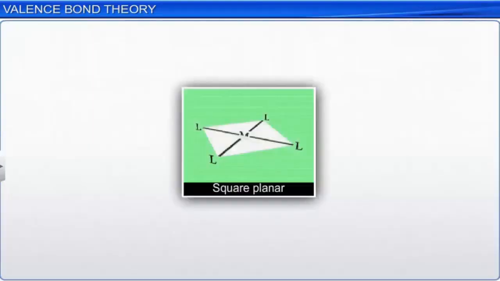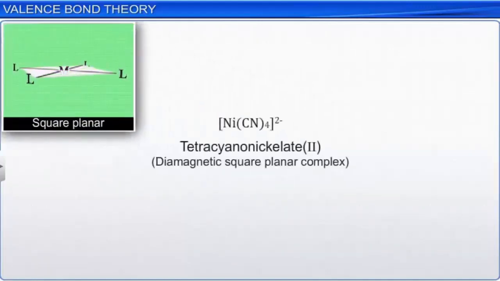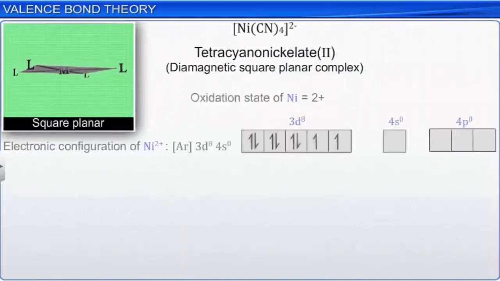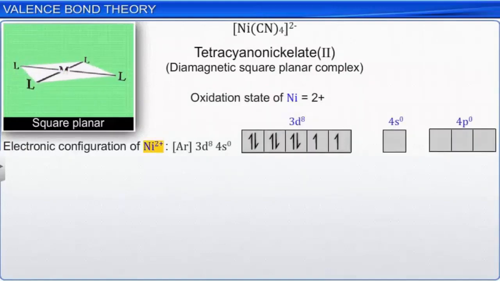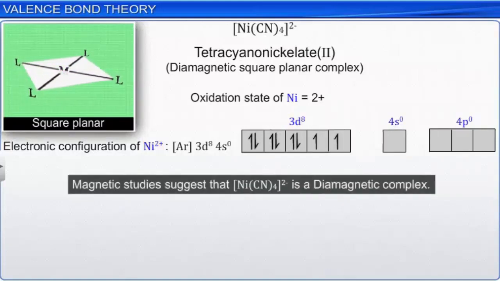The shape is square planar. All these four ligands occupy the four corners of the square planar complex, tetracyanonickelate. The oxidation state of nickel in this complex is 2 plus. The electronic configuration is argon 3d8 4s0. So there are 8 electrons in the d orbital.